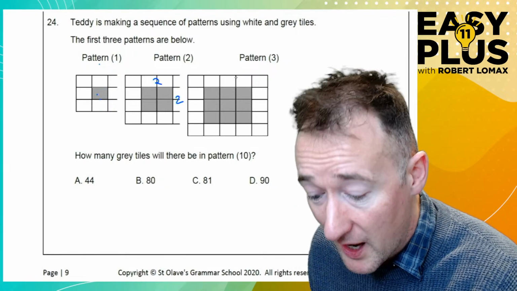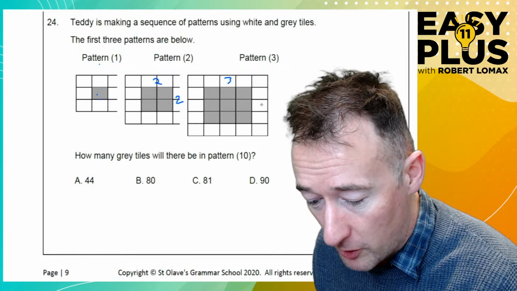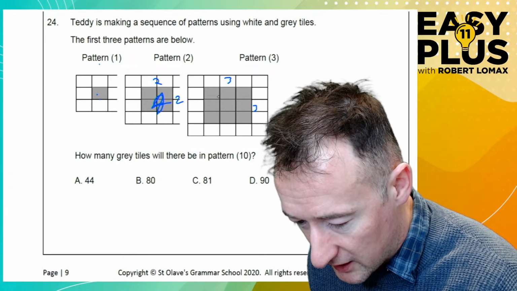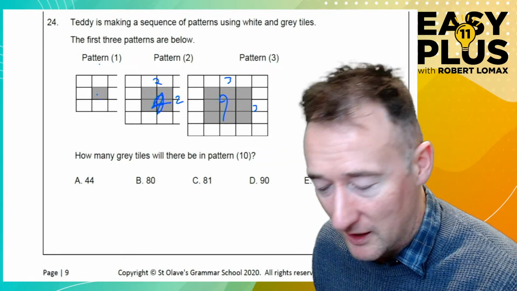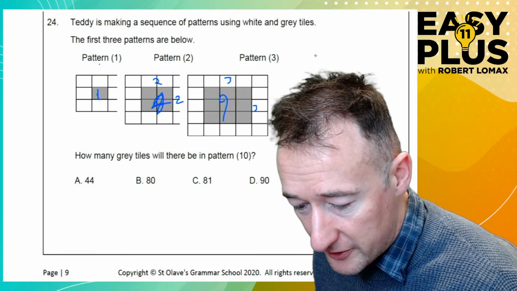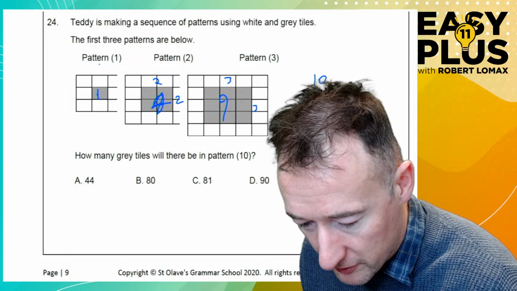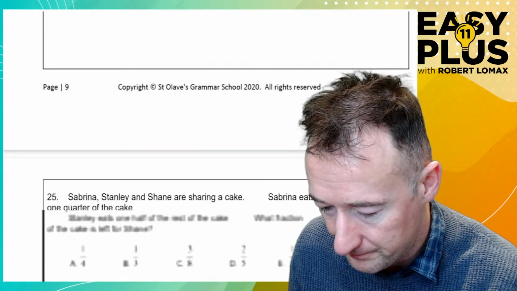In pattern 3, yes, that's the pattern. We got 3 along the top and 3 down the side. 3 times 3, so that's 9. Let's make that clearer. This is 1, so we've got 1, 4, 9. So in pattern 10, we're going to have 10 times 10 equals 100.